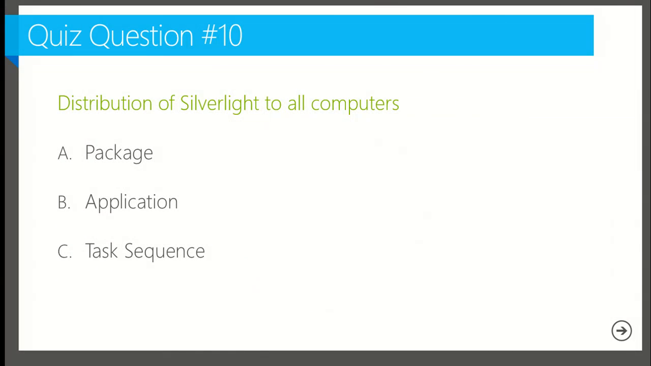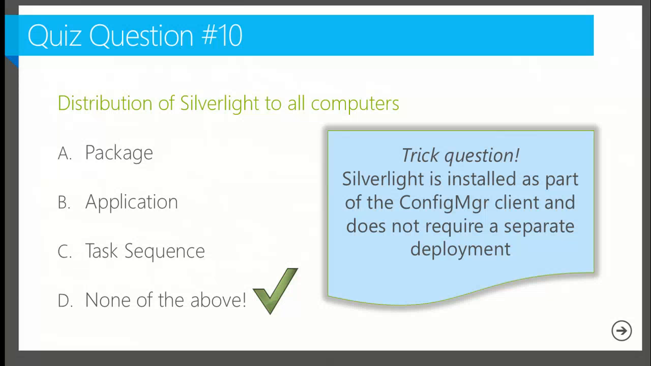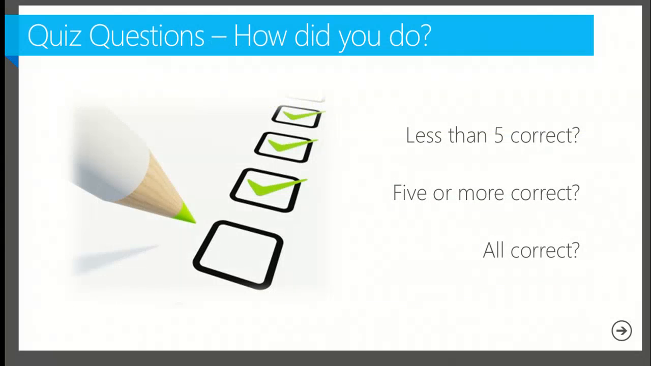All right, last question. Distribution of Silverlight to all computers. Would you use a package, an application, or a task sequence? None of the above. All right, so this was a trick question. Silverlight is deployed as part of the Config Manager client because it is what the Software Center needs to function. So we don't need to distribute Silverlight. That was a trick question.